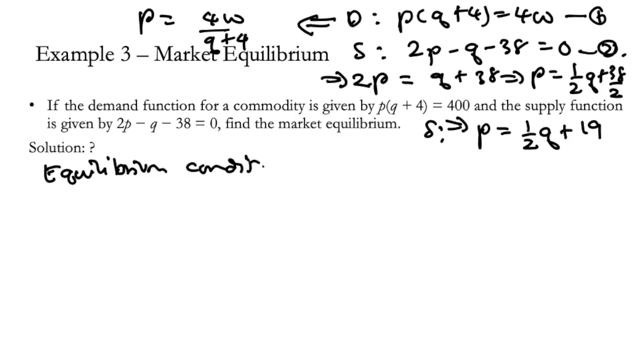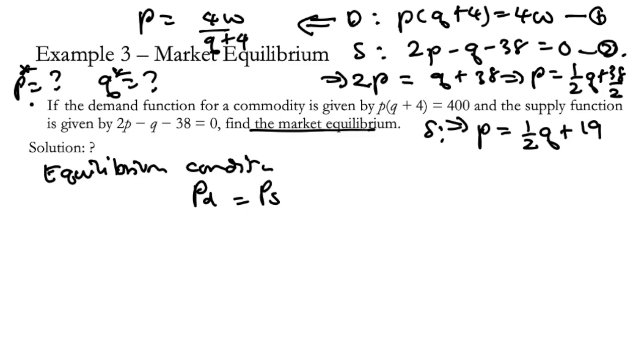So in equilibrium, we have the equilibrium condition. Remember, we need to find the market equilibrium. Find what is the price in equilibrium. Find what is the quantity in equilibrium. That's the question. But we need to know the equilibrium condition, in which, in this case, price demanded equals price supplied, because we use price as a function of quantity here. Same with this one, price as a function of quantity.